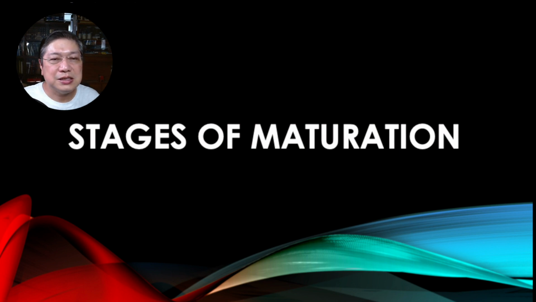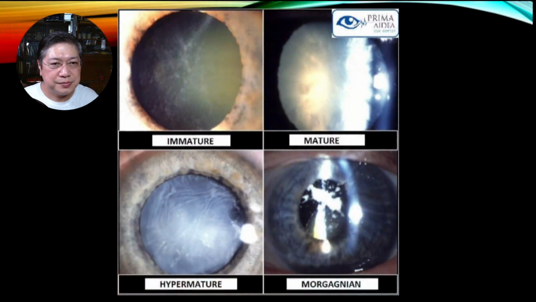Now, a cataract doesn't just happen. It matures like fruit. That's the reason why a mature cataract is called ripe. A lot of doctors describe cataracts like fruits. The favorite would be mangoes, because they change color very obviously from green to yellow, and when it's past maturity, it becomes black. So what are the stages of maturity for cataracts? These are the major stages: immature, mature, hypermature, and Morgagnian. We'll go over them later.